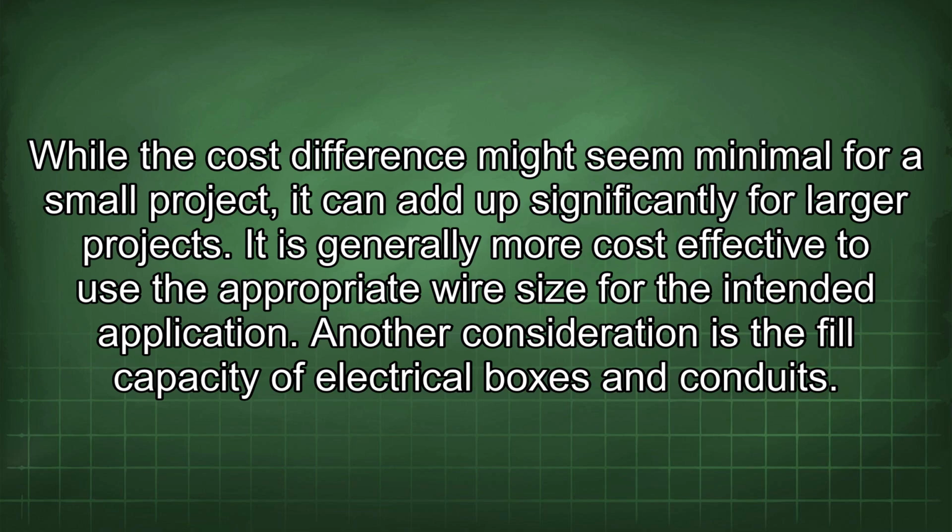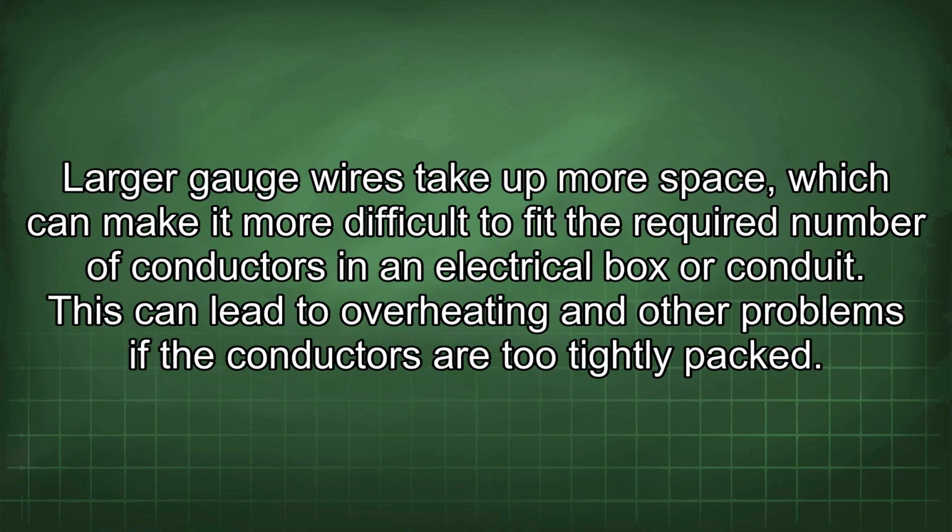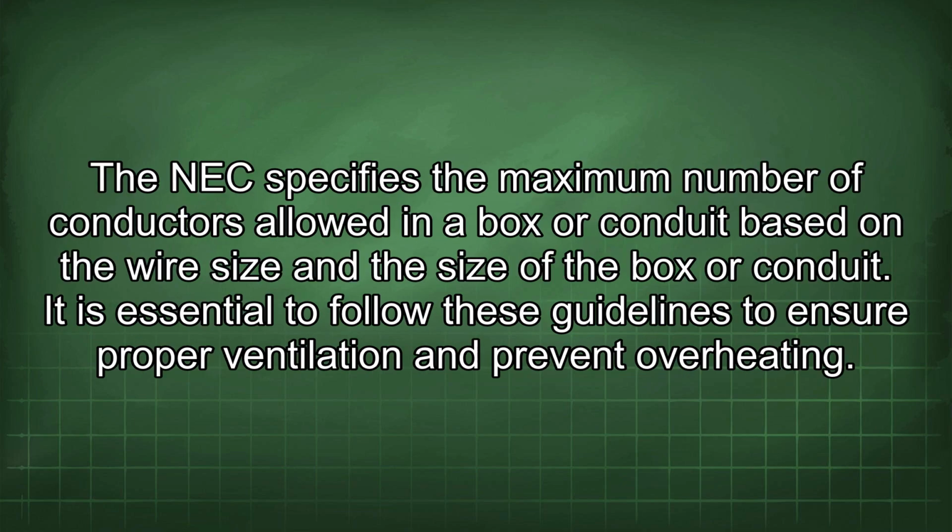Another consideration is the fill capacity of electrical boxes and conduits. Larger gauge wires take up more space, which can make it more difficult to fit the required number of conductors in an electrical box or conduit. This can lead to overheating and other problems if the conductors are too tightly packed. The NEC specifies the maximum number of conductors allowed in a box or conduit based on the wire size and the size of the box or conduit. It is essential to follow these guidelines to ensure proper ventilation and prevent overheating.